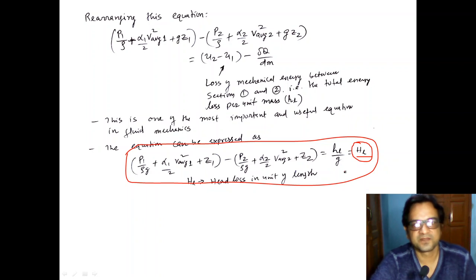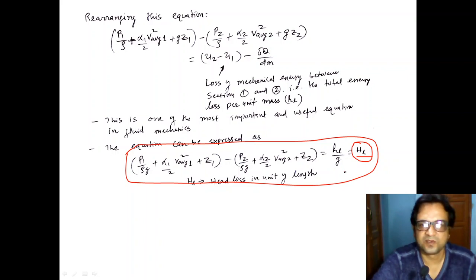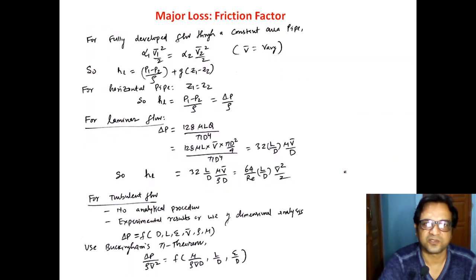Basically the major loss in case of a viscous pipe flow takes place due to friction. That is why the friction loss is known as the major loss. So first we will discuss that, and we will find out the friction factor.